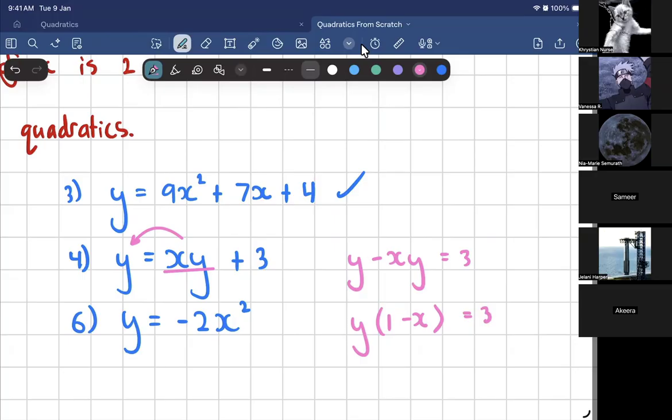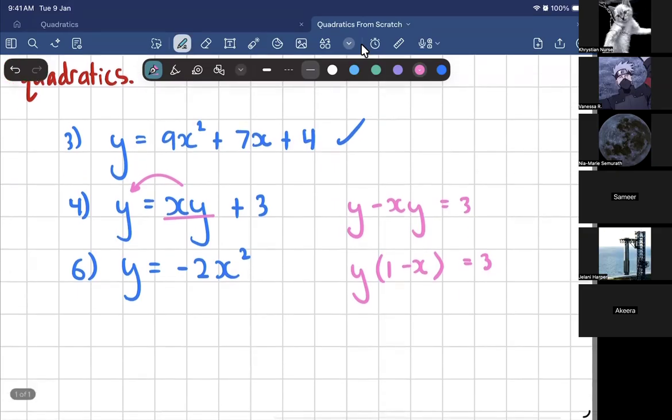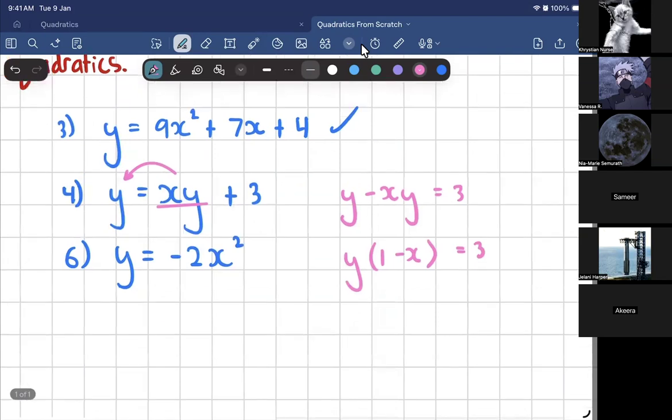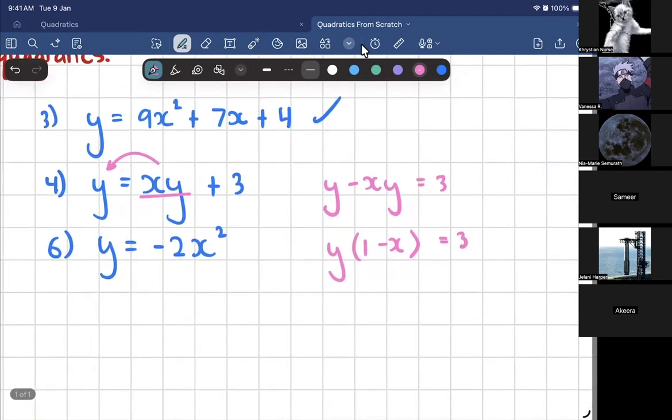Yes, sir. But we're not finished yet, right? Is y the subject of the formula? If y is the subject, that means y is the only thing there. If you look at the left-hand side, is y the only thing over there? No. Right now, y is being multiplied by what? 1 minus x.